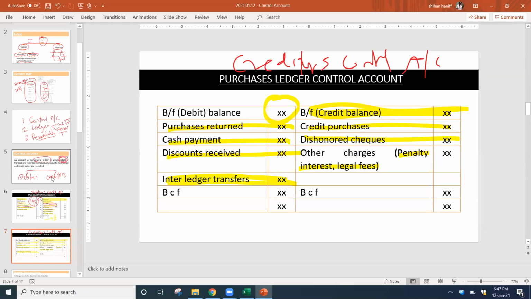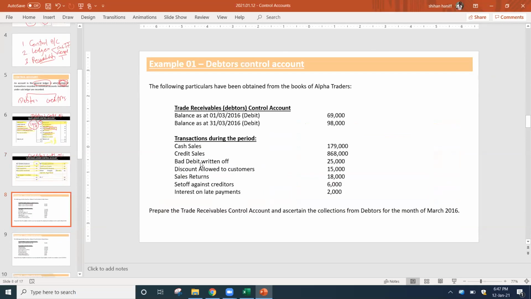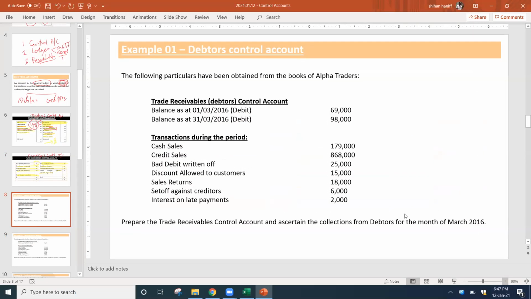Right. So let's do a question now. Example 1. Take your books. No need to write the question. Prepare the trade receivable control account. Opening balance is given and calculate the collection from debtors. You have opening balance and the closing balance. 1st of March, 69,000. 31st March, 98,000.